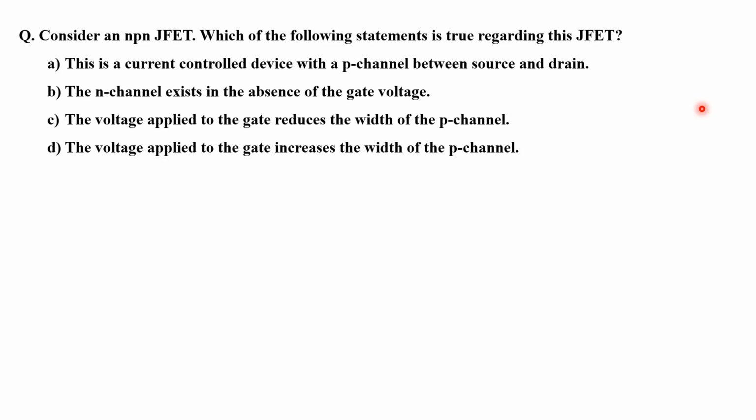So if you apply a voltage to the gate terminal, it obviously reduces the width of the P channel. So I go with option C. Okay, but the actual answer is that the N channel exists in the absence of gate voltage.